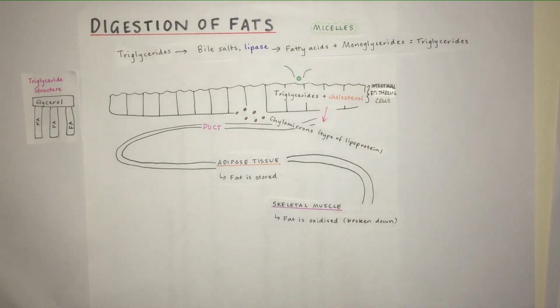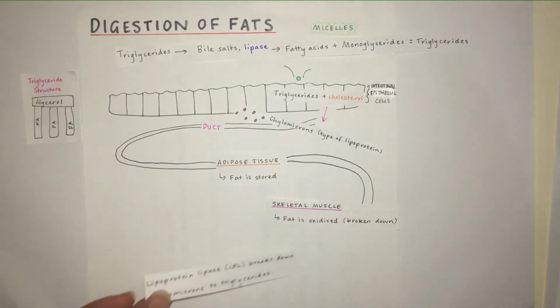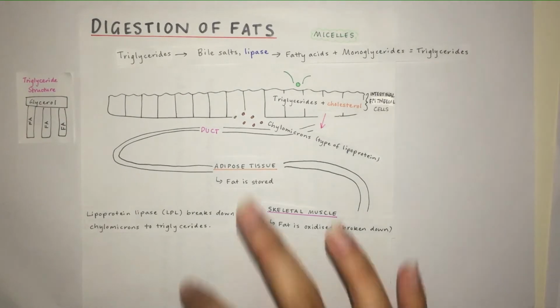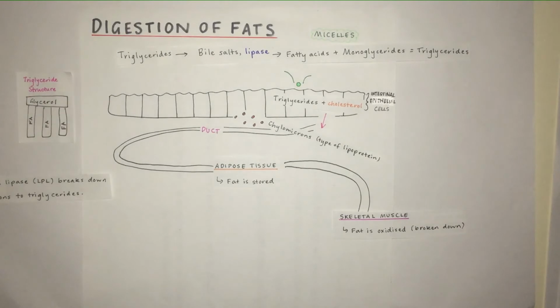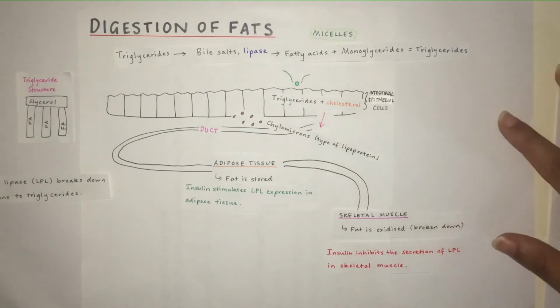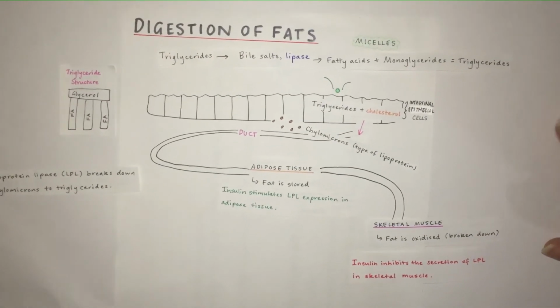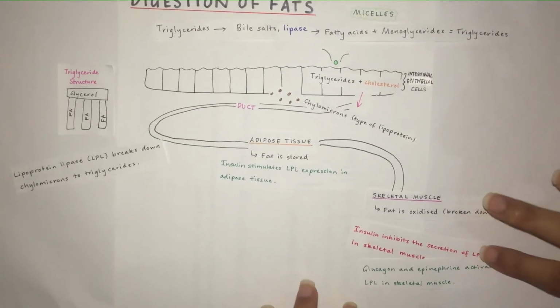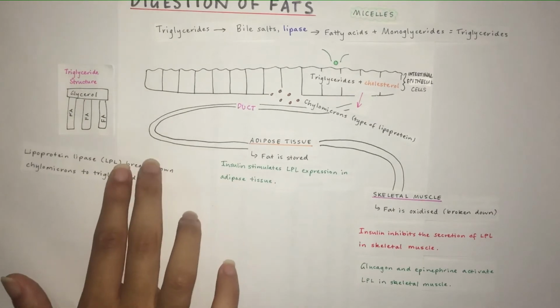The enzyme that breaks down the chylomicrons back into the original form of triglycerides is lipoprotein lipase. And we're going to have a look at what inhibits and promotes the secretion of this enzyme in both adipose tissue and skeletal muscle. In adipose tissue, we have insulin, which stimulates the expression of LPL. However, in skeletal muscle, insulin inhibits the secretion of LPL. Furthermore, glucagon and epinephrine activate LPL in skeletal muscle. So these are key regulatory points which you should keep in mind.